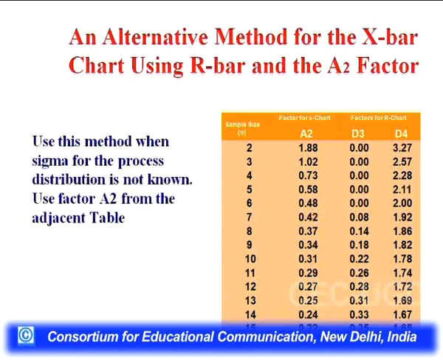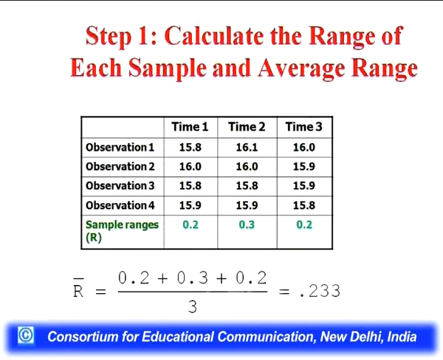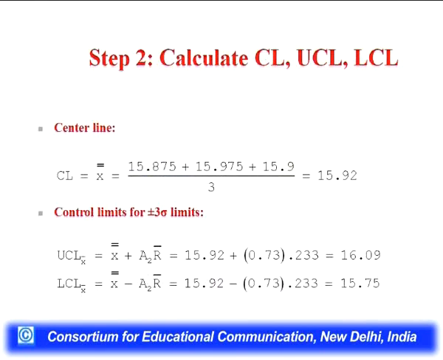A2 has been 0.73 for a sample size of 4. So, our sample size here is 4 and the A2 factor is 0.73. So, 0.73 is the value for A2 for a sample size of 4. Our sample size is 4 now. The lower control limit is x double bar minus A2 r bar: 15.92 minus 0.73 into 0.233, which is 15.75.